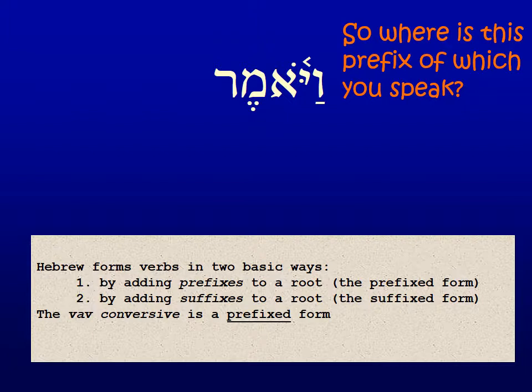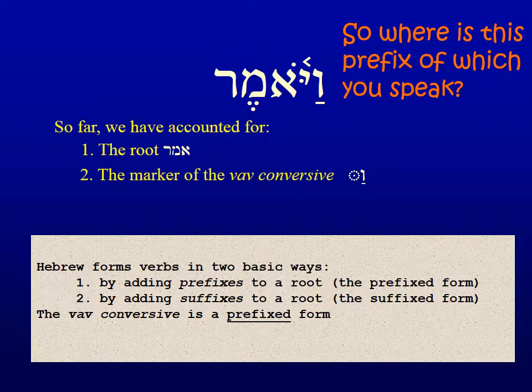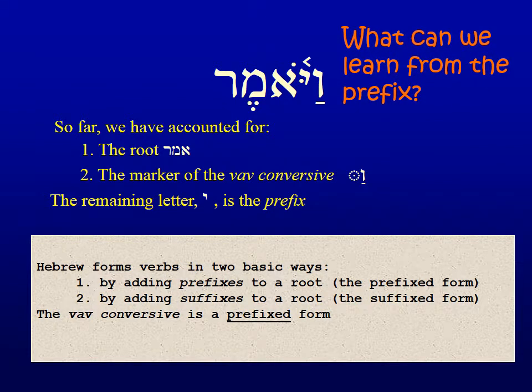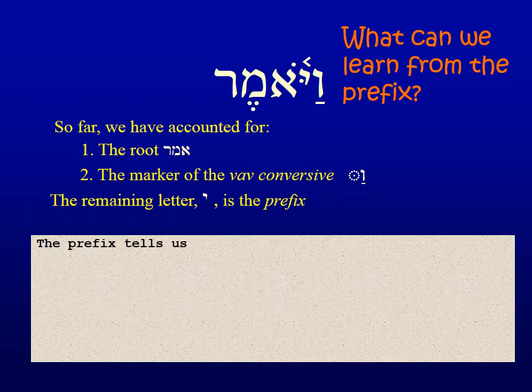Now, the prefix is the letter that we haven't accounted for yet. So right now we've accounted for the root, aleph mem resh, we've accounted for vav patach double, and then what is left is the yod. The yod is the prefix in this word. So what can we learn from the fact that the prefix is a yod and not some other letter?